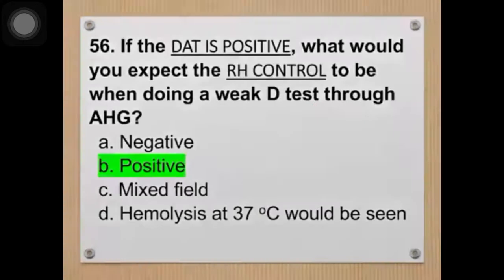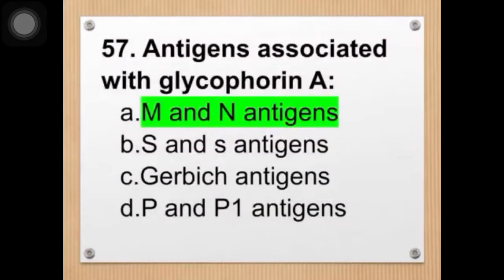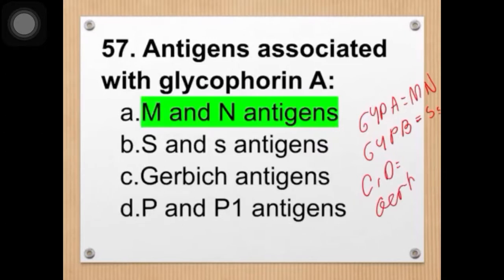Number 57, huwag kakalimutan, antigen located on glycophorin A of the red cell membrane, MNS antigen. Huwag kakalimutan, glycophorin B, capital S and small s antigen. What about yung glycophorin C and D? Huwag kakalimutan, ang minor blood group antigen, Gerbich. Glycophorin A, MN; glycophorin B, Ss; glycophorin C and D, Gerbich antigen.